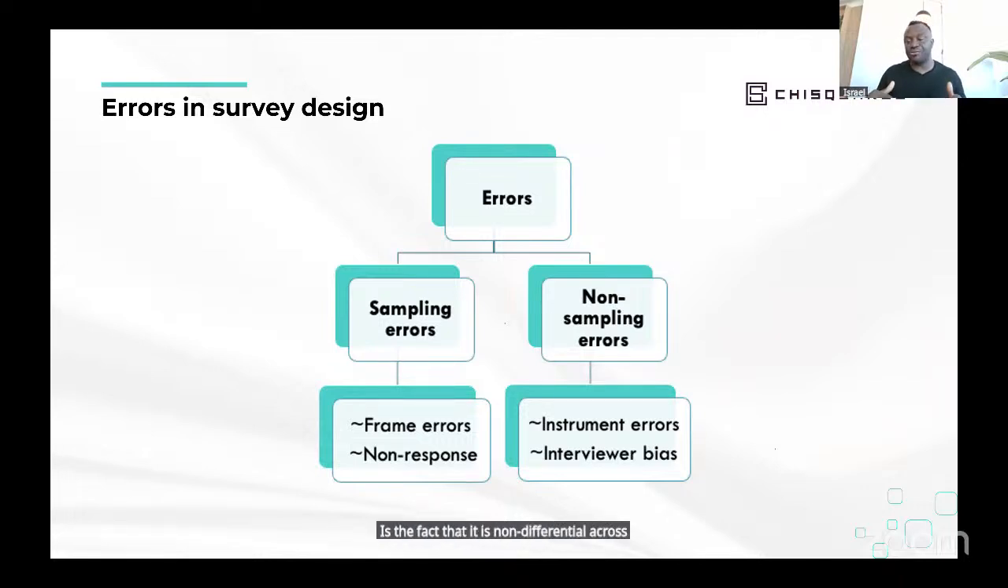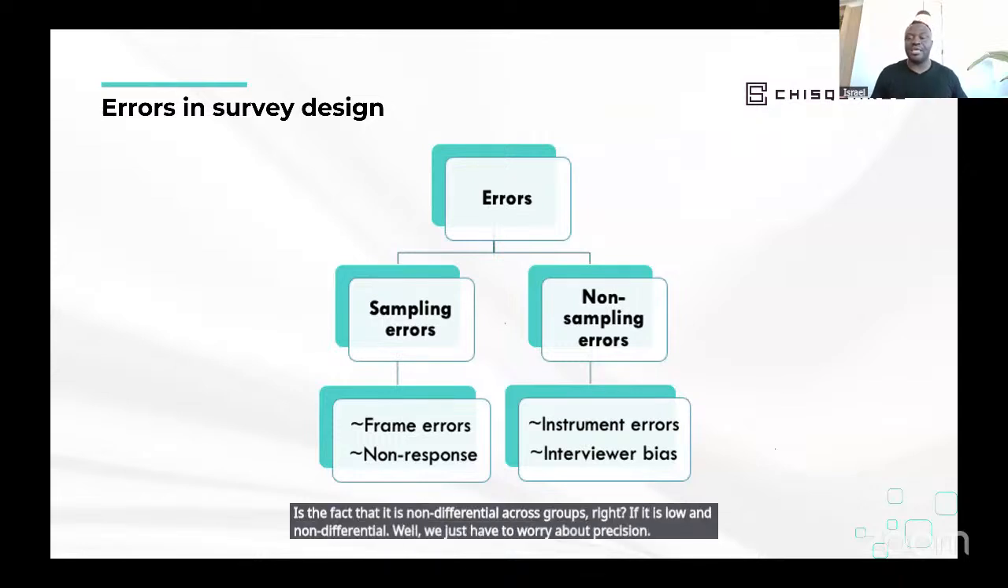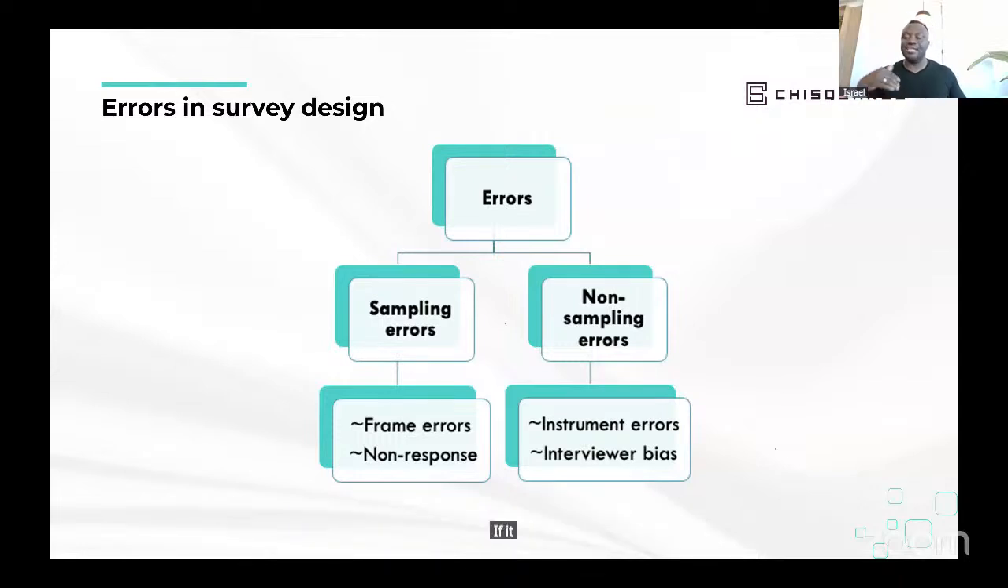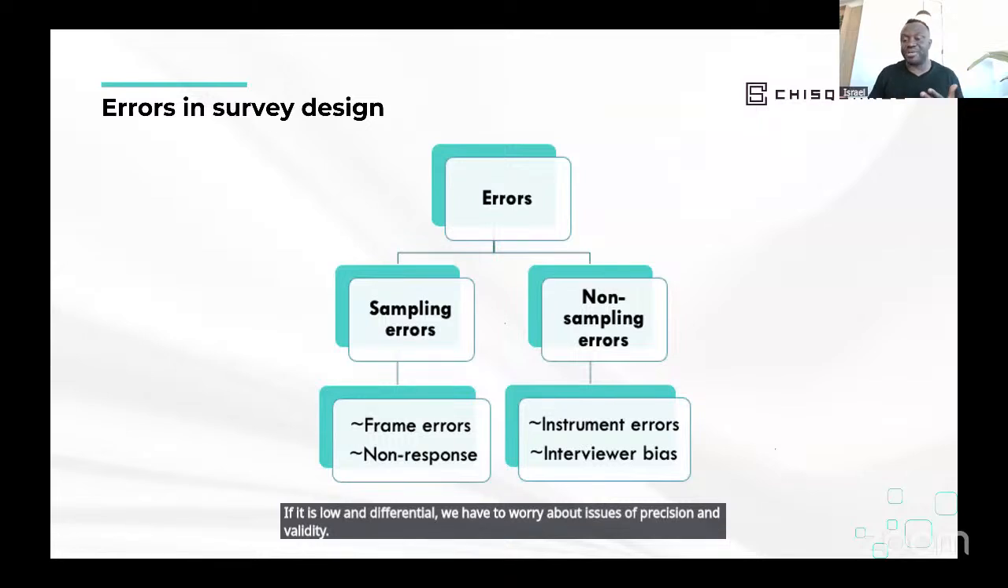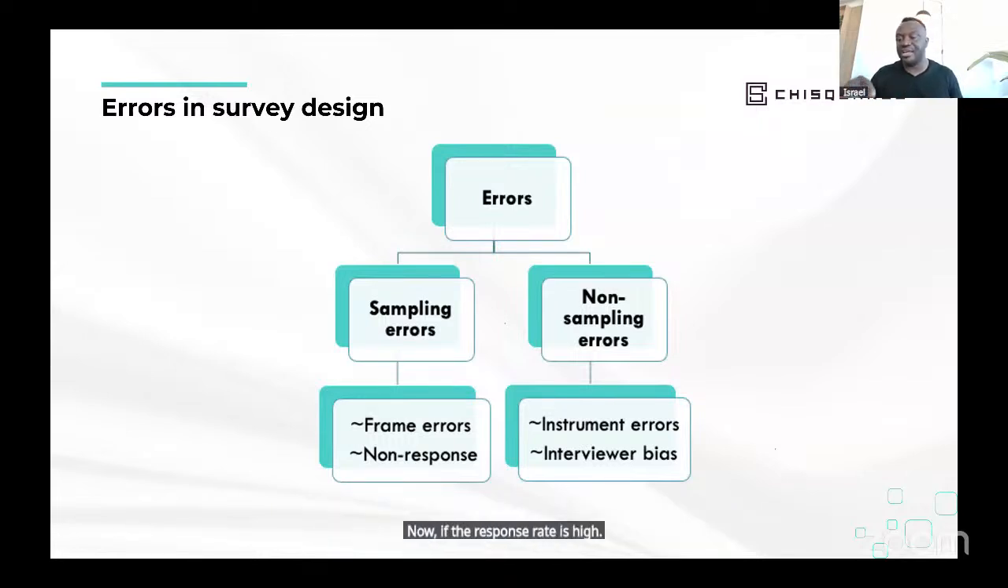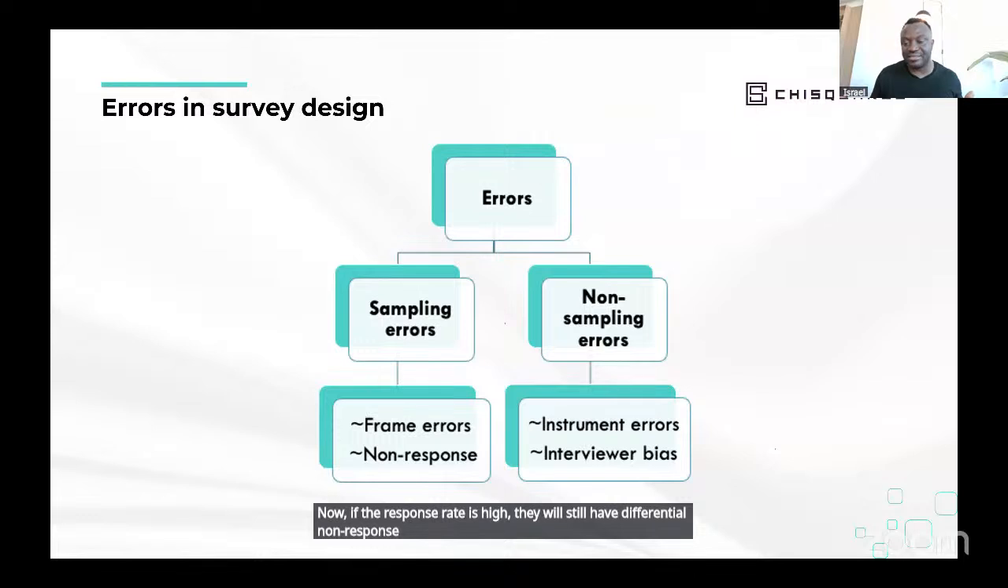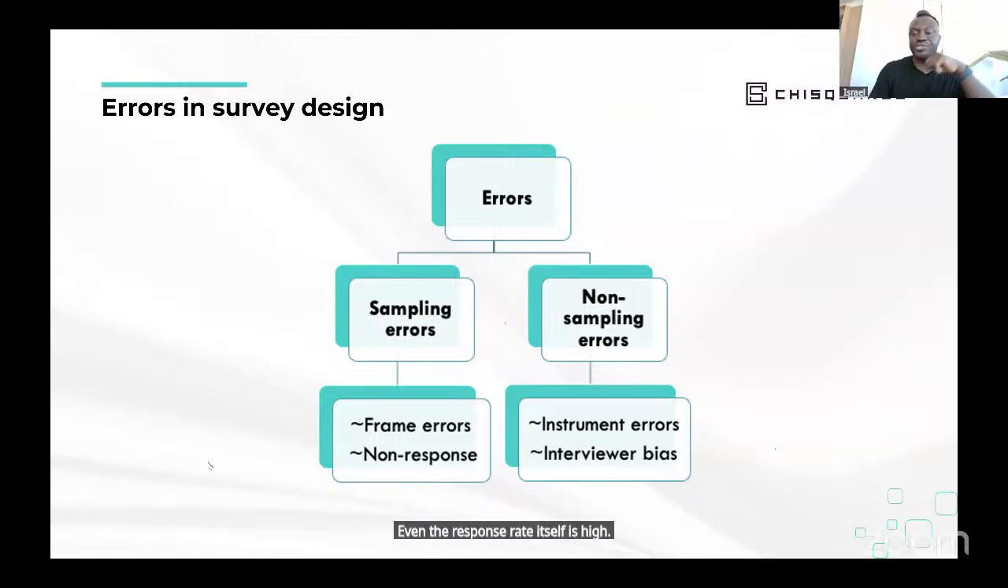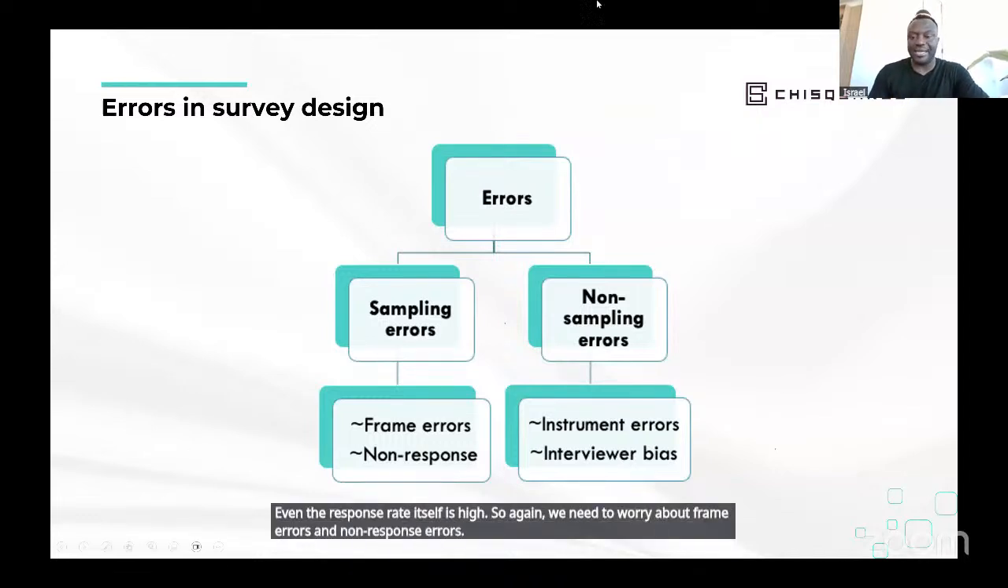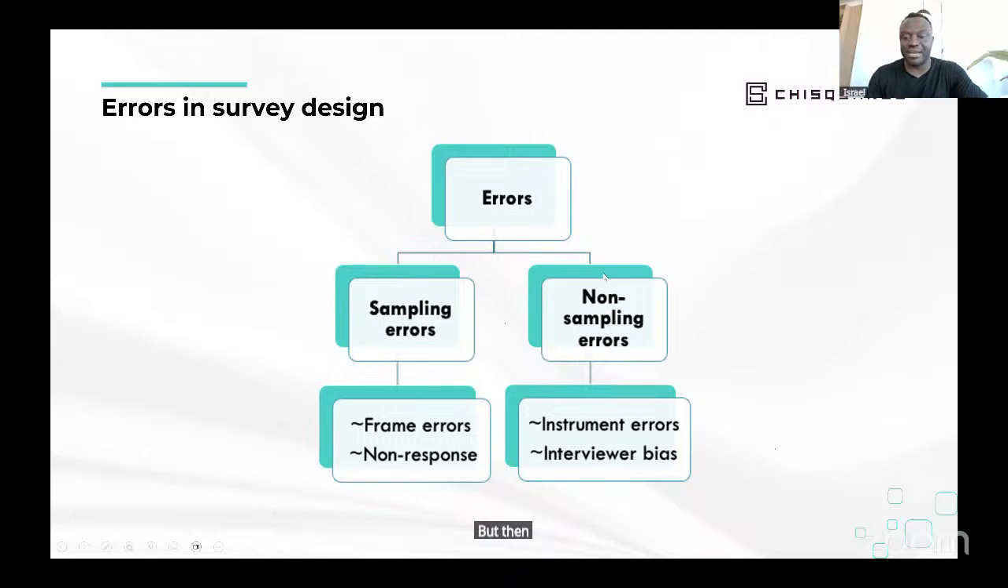If it is low and non-differential, then we just have to worry about precision. If it is low and differential, we have to worry about issues of precision and validity. Now, if the response rate is high, but we still have differential non-response, we still have to worry about validity, even if the response rate itself is high. So again, we need to worry about frame errors and non-response errors. But then you also have to worry about non-sampling errors.